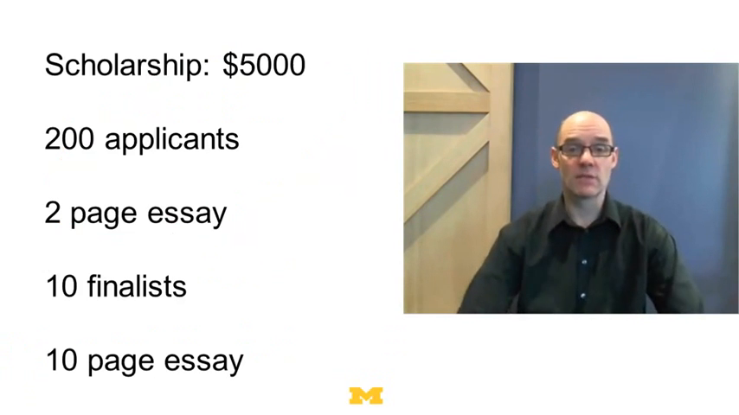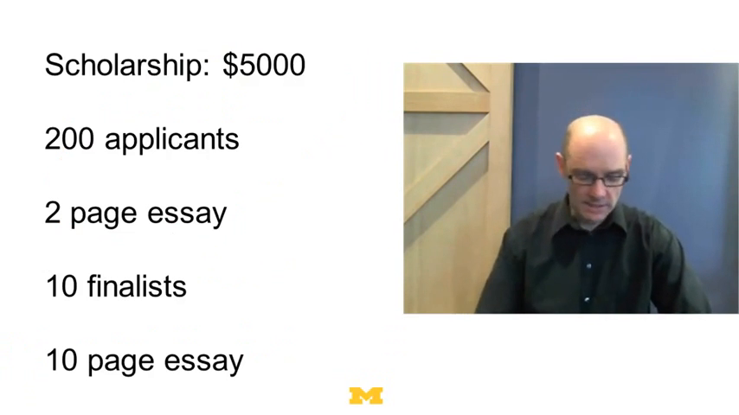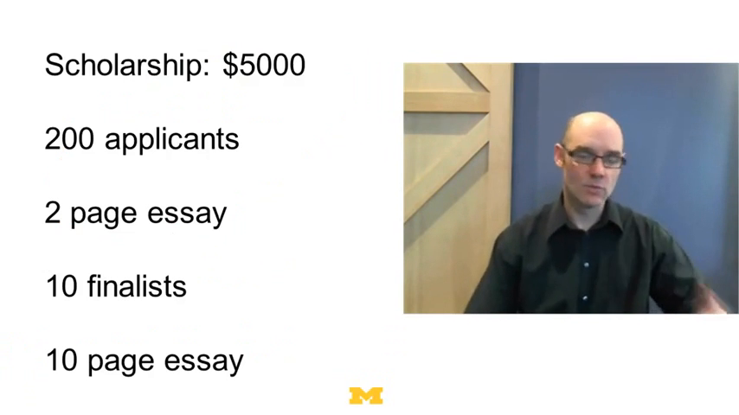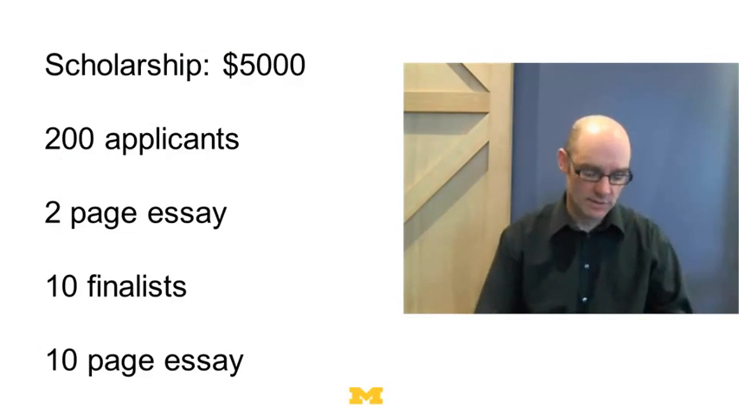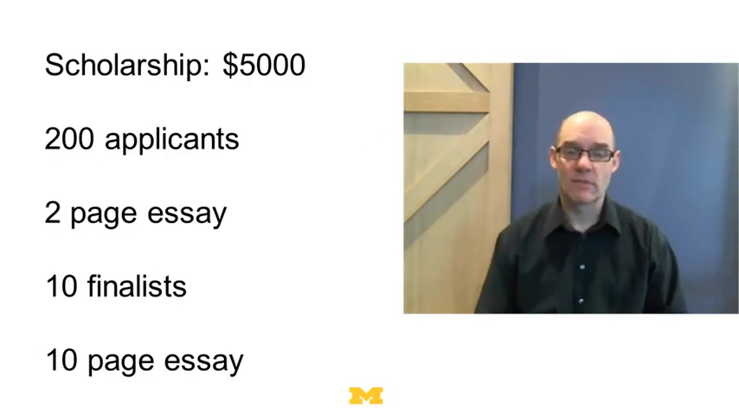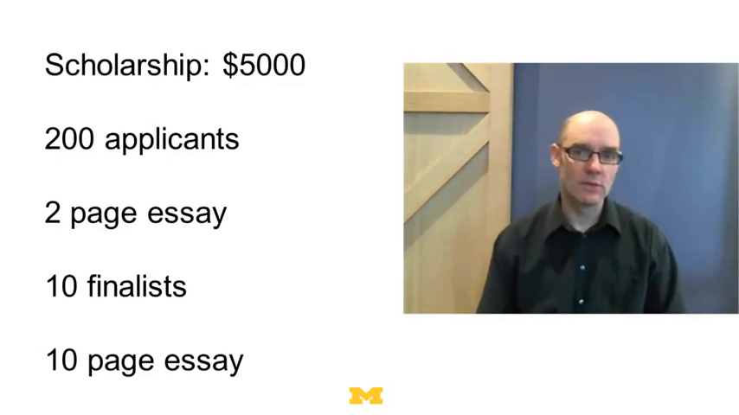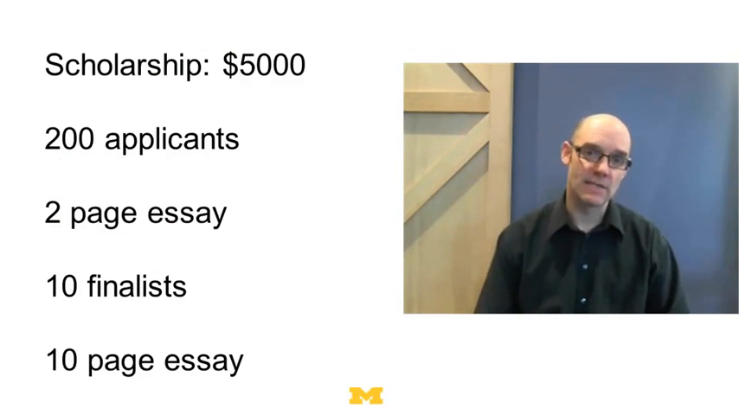Suppose you're thinking about applying for a scholarship, and it's worth $5,000. That seems like a pretty good deal. And they limit the scholarship to 200 applicants, and you go into the office, and you realize you can be one of the first 200. Now, for the scholarship, you have to write a 2-page essay. And after you write a 2-page essay explaining why you deserve the scholarship, they're going to pick 10 finalists. And those finalists are going to have to write 10-page essays.